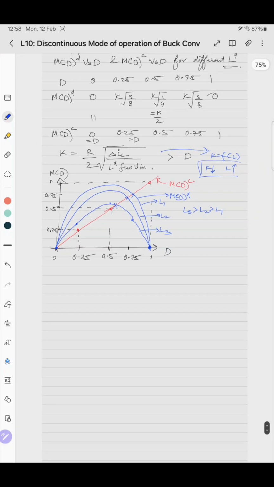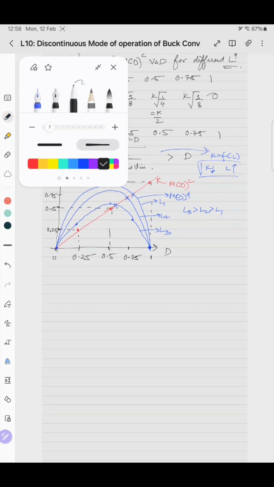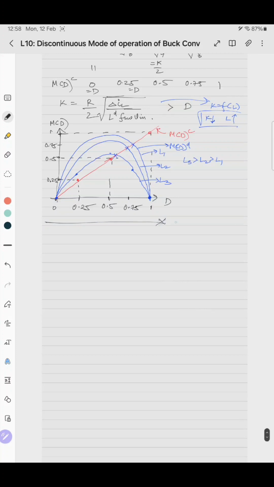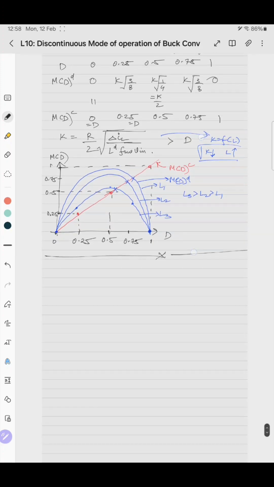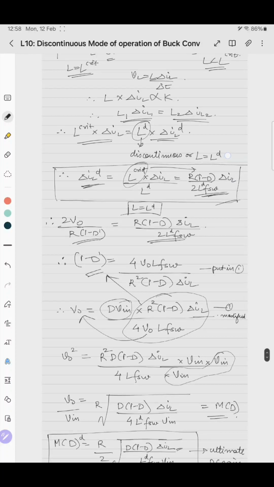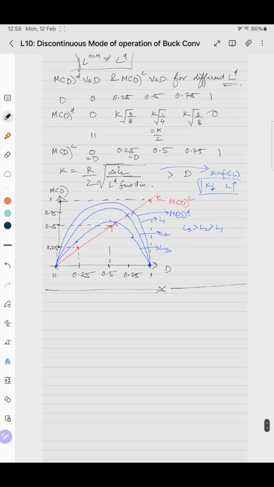So this was the analysis of the discontinuous conduction mode of a DC-DC buck converter. A similar analysis you can do for boost and buck-boost converters using your own understanding, by taking help of this principle, using the same approach and the same procedure. In the next lecture we'll start higher order DC-DC converters, and how to derive higher order converters.